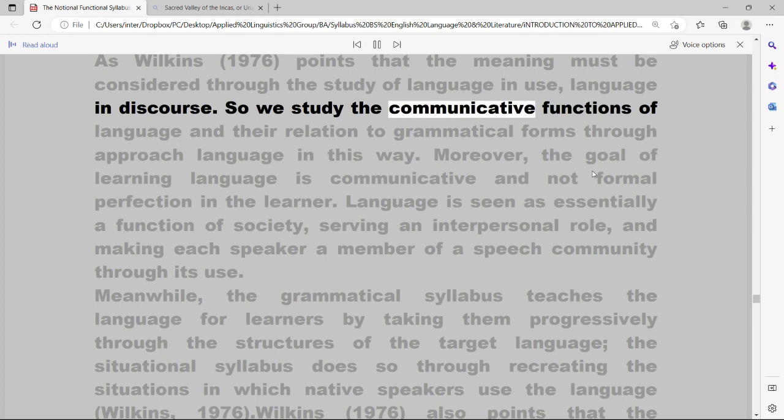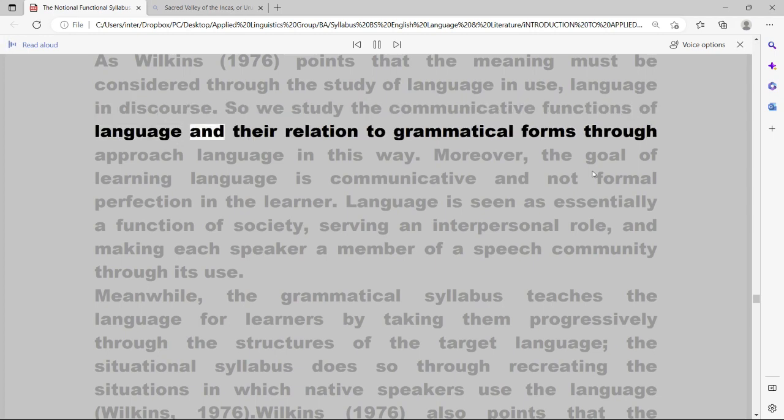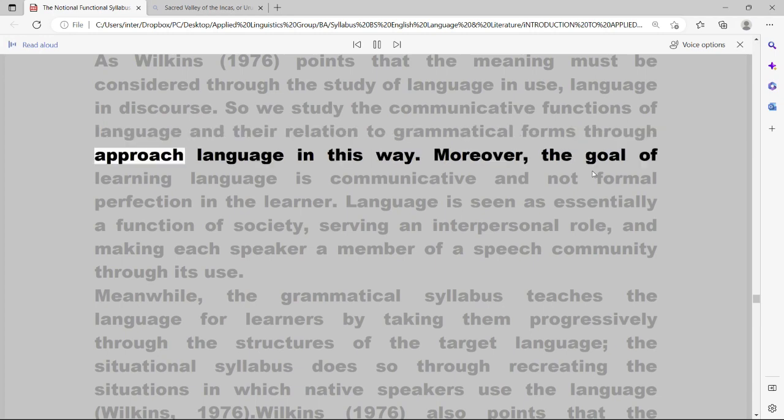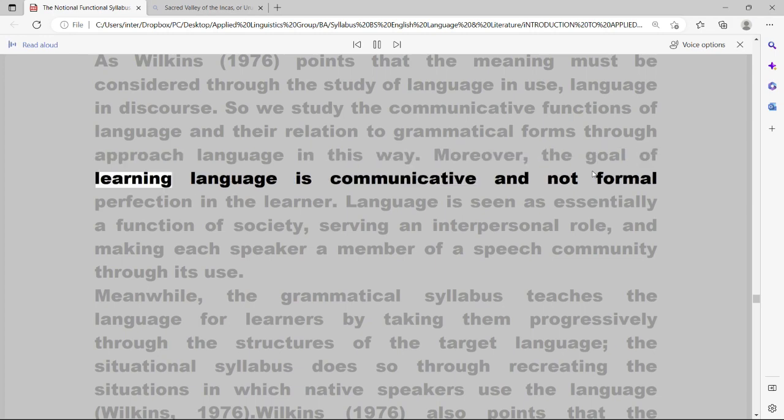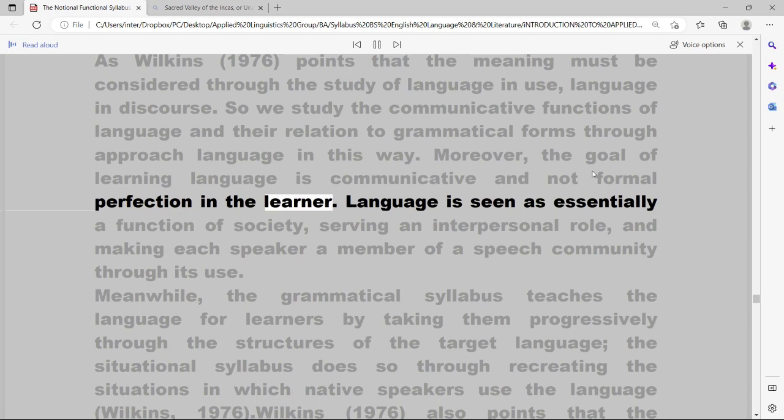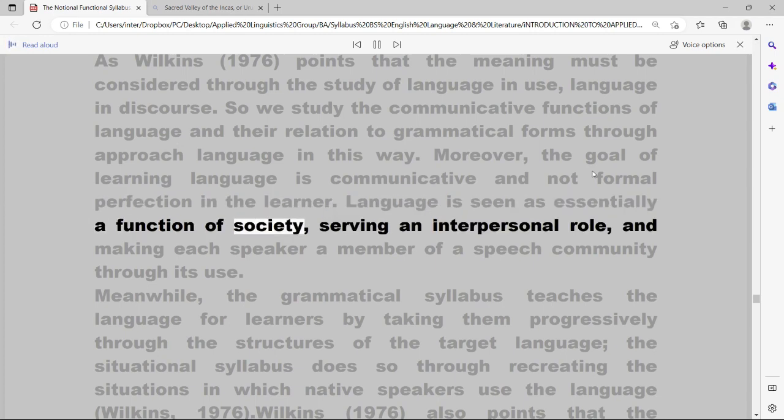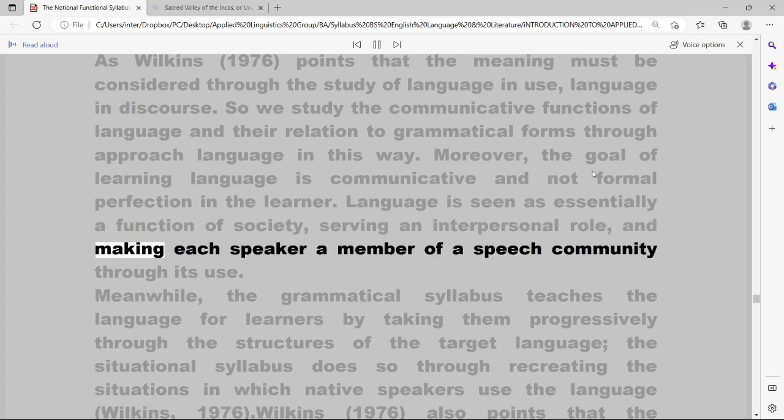So we study the communicative functions of language and their relation to grammatical forms through approaching language in this way. Moreover, the goal of learning language is communicative and not formal perfection in the learner. Language is seen as essentially a function of society, serving an interpersonal role, and making each speaker a member of a speech community through its use.